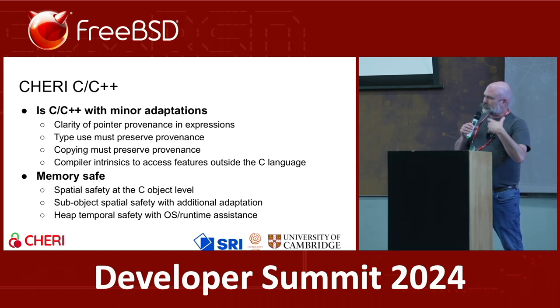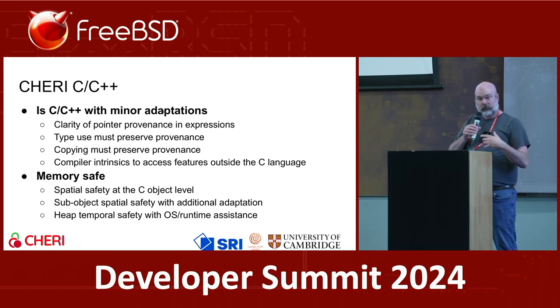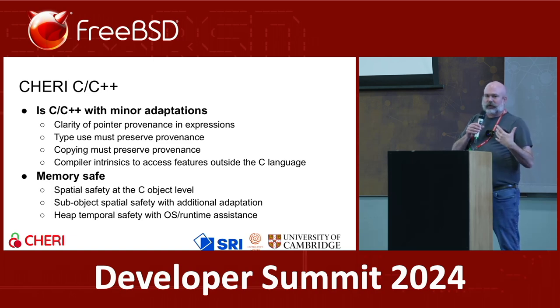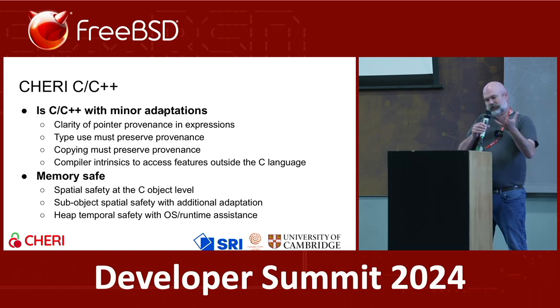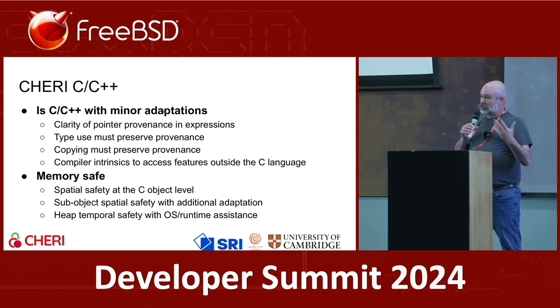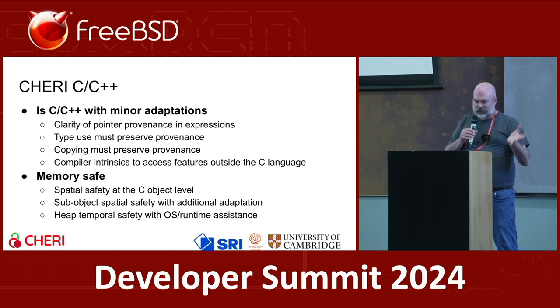And then there are a few bits of CHERI, such as changing the bounds on a capability, or changing the permissions, which are outside the C language. They can't be expressed in standard C, and for that we use compiler intrinsics to use the appropriate instructions. So once you've made these changes, what you get is a memory safe C and C++ for some definition.